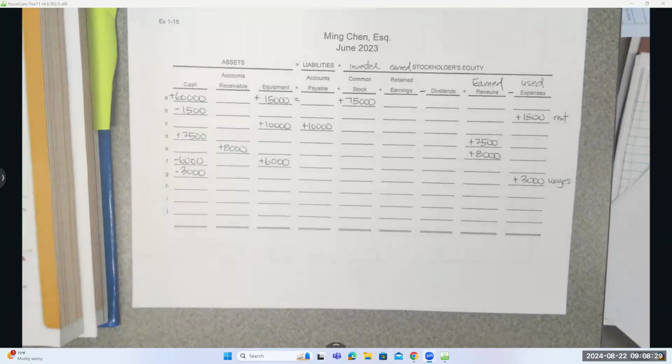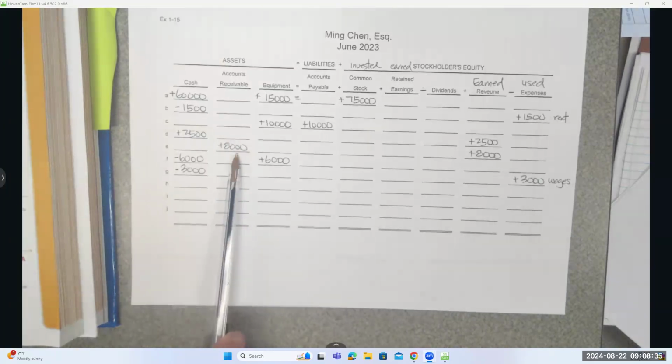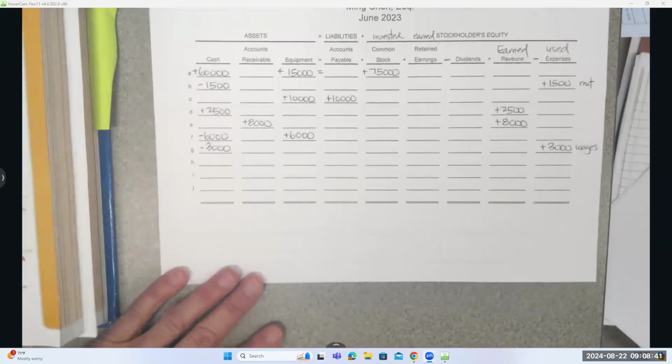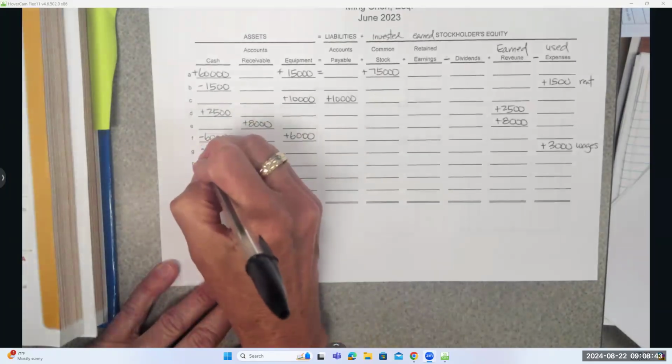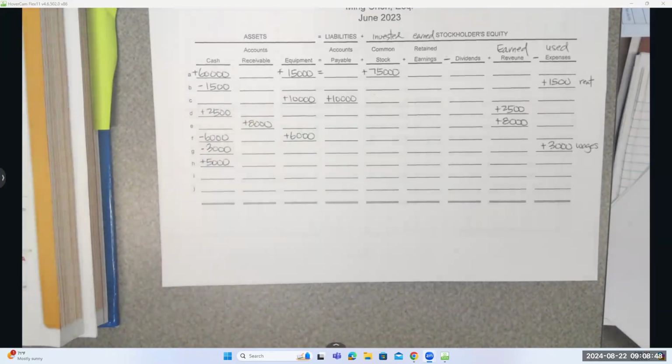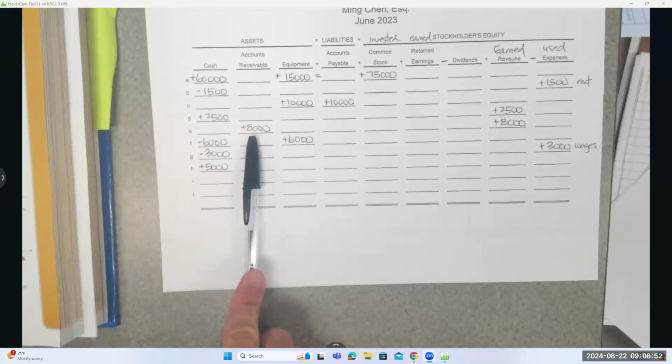We collected $5,000 cash as partial payment for the amount owed from transaction E. Transaction E says this customer owes us $8,000 and we received $5,000 of it. What accounts are affected? We got $5,000 of cash. Why did someone pay us $5,000 cash? Because they already owed it to us.